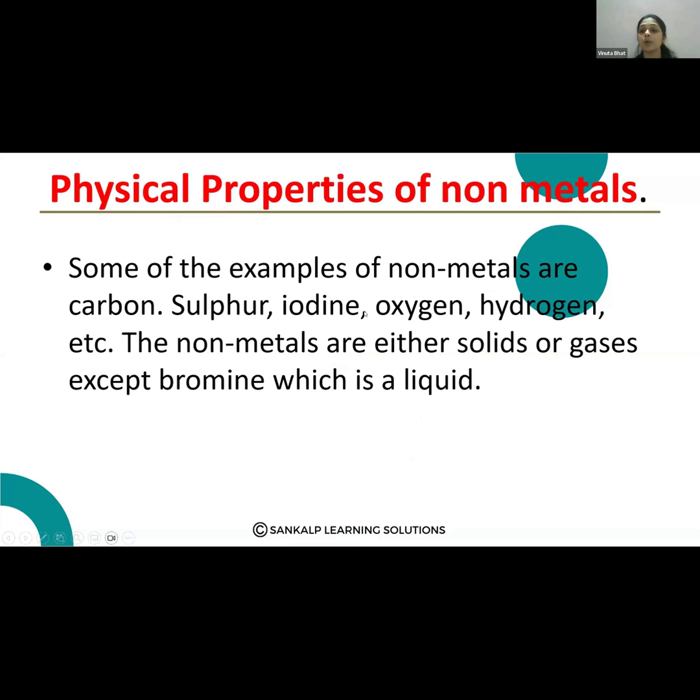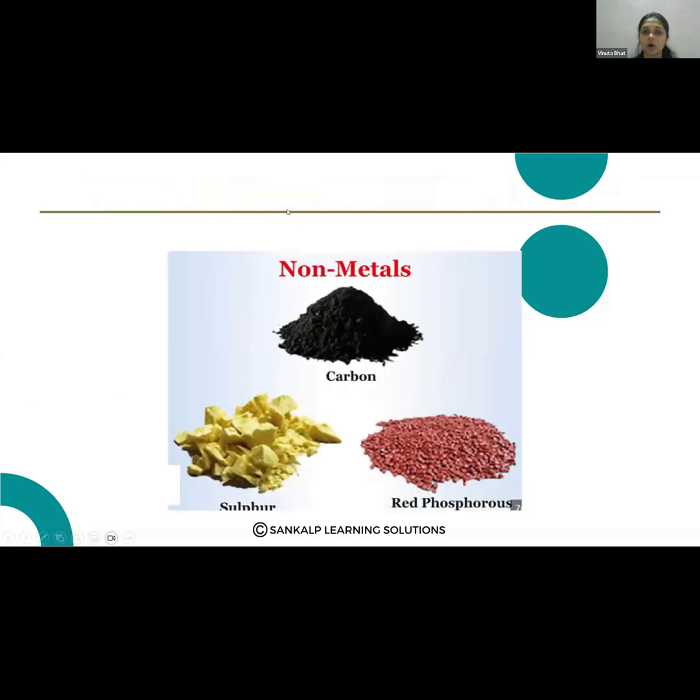Next one, physical properties of non-metals. What do you mean by non-metals? How do you define non-metals? You know that sulfur, iodine, oxygen and hydrogen are all examples of non-metals. Non-metals are either solids or gases, except bromine, which is a liquid. So you can observe that these are all examples of non-metals.